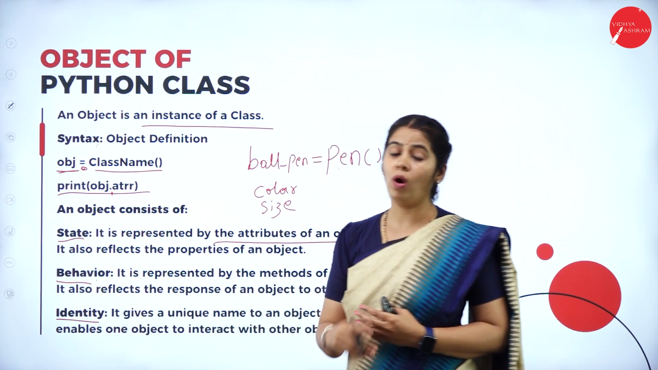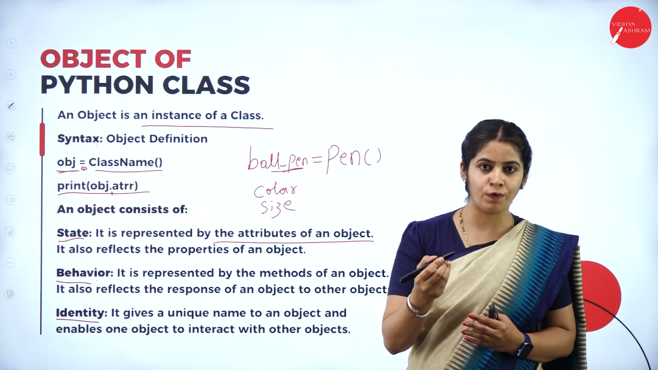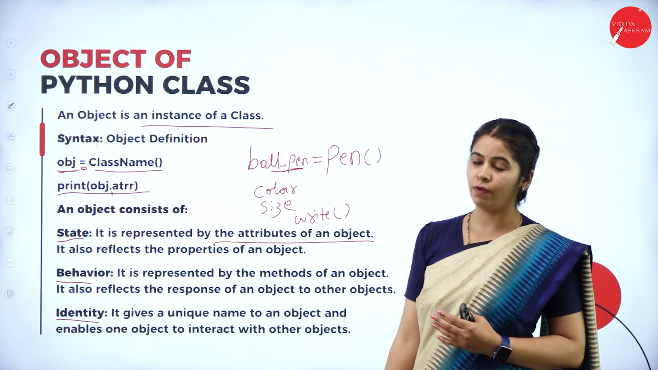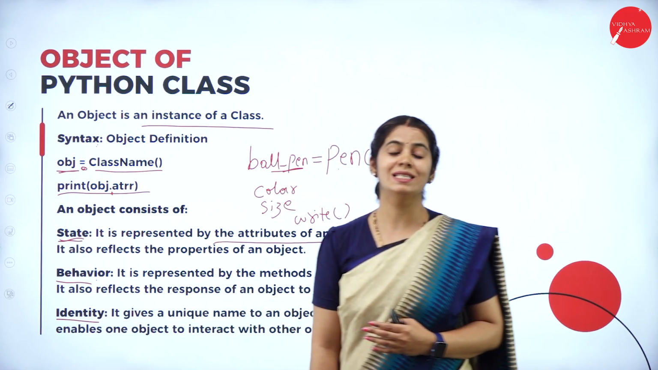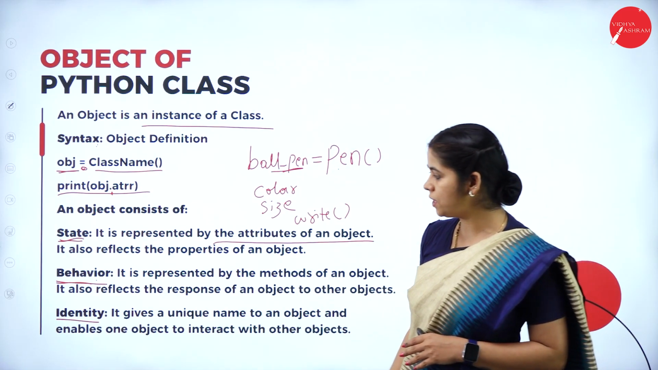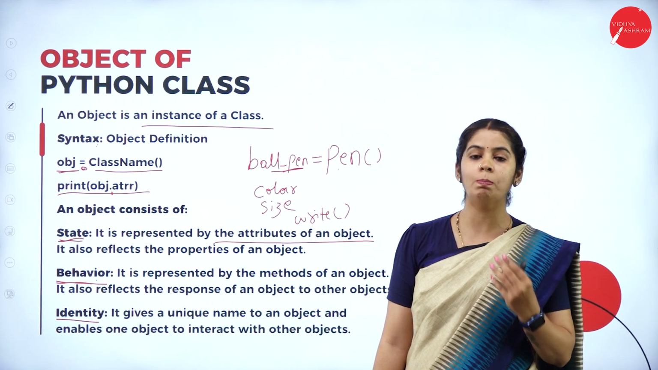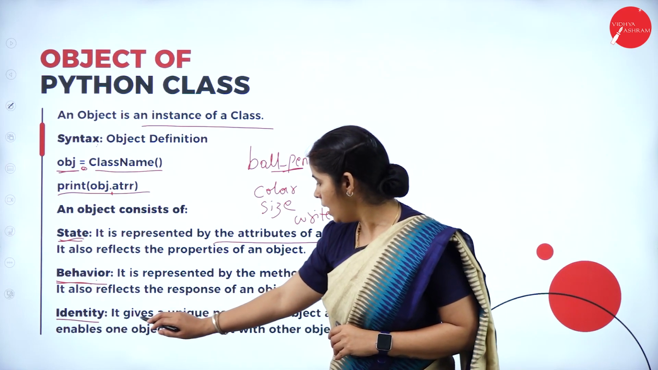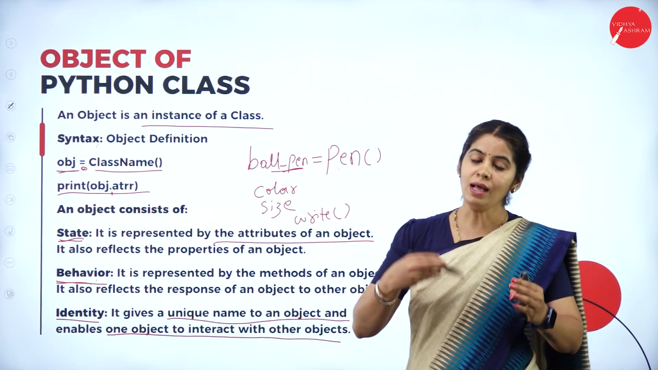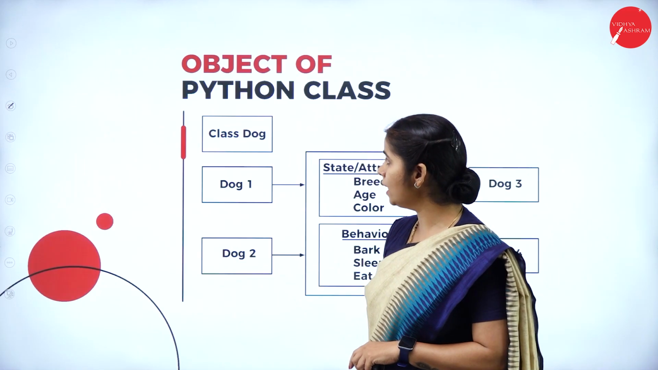And behavior is what the object does. What is a pen used for? Writing, right? So we call the write function. An object has state, which is nothing but the attributes of the object. Behavior is nothing but the functions of the object. And then identity: each object should have its own identity. It should be unique in nature. That is the identity. It gives a unique name to an object and enables one object to interact with other objects of the same class. So this is about objects in Python.